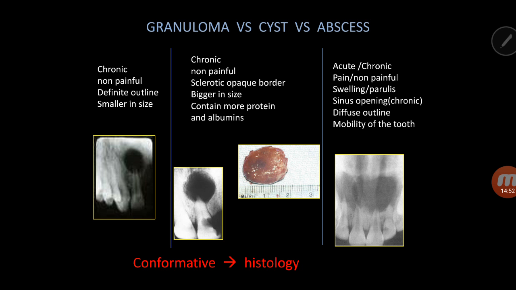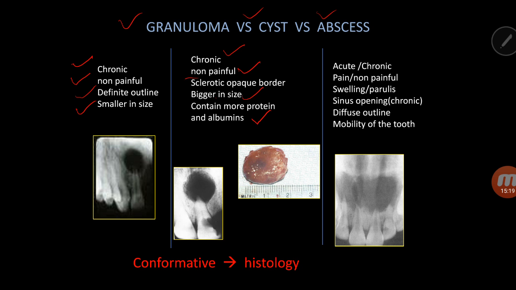So this is a very, very important slide concerned with the differences between granuloma, cyst and abscess. In detail, granuloma is chronic, non-painful, has a definite outline, and is smaller in size. Clear? Whereas a cyst is also chronic like granuloma and non-painful, but it is bigger in size compared with granuloma, and it has more protein and albumin content.